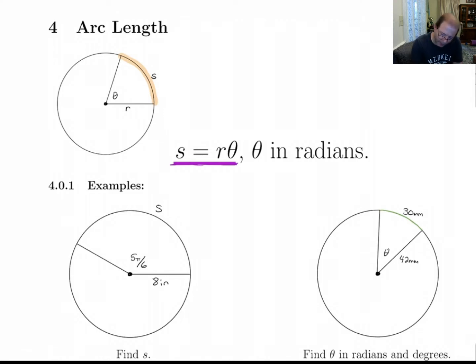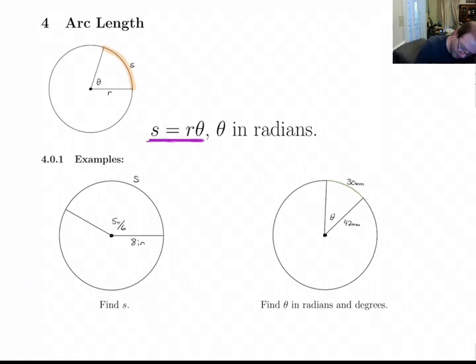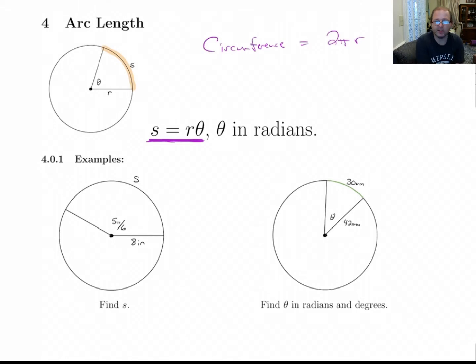So this formula, I'm just kind of giving it to you here, and it's based off of the definition of radians. But there's another way you can work this out. Think about it like this. The circumference of the circle is 2 pi r, or pi times the radius times 2, or pi times the diameter.